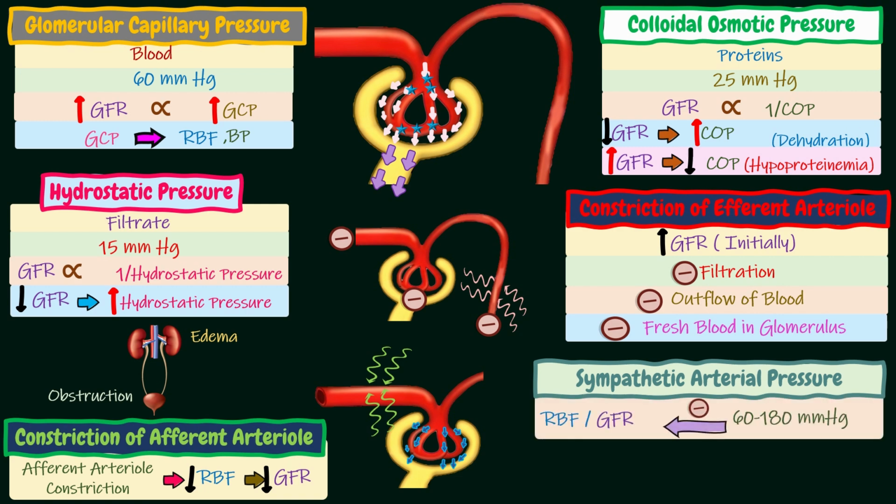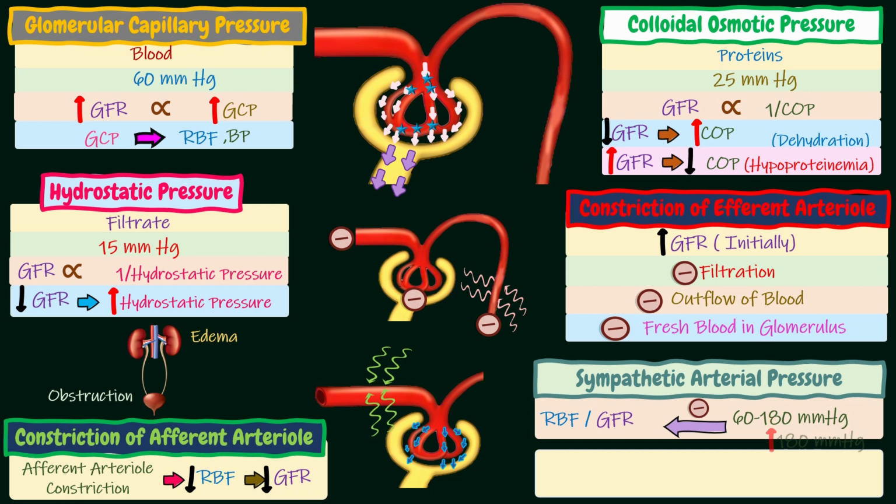Sixth factor is systemic arterial pressure. Renal blood flow and glomerular filtration rate are not affected as long as the mean arterial blood pressure is in between 60 and 180 mm of mercury. Due to the autoregulatory mechanism, variation in pressure above 180 mm of mercury or below 60 mm of mercury affects the renal blood flow and glomerular filtration rate accordingly, because the autoregulatory mechanism fails beyond this range.